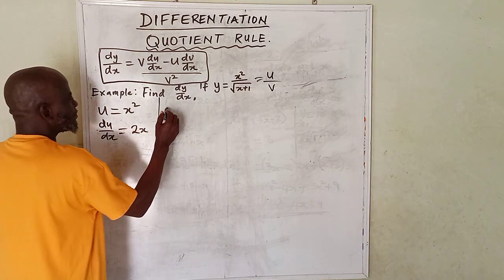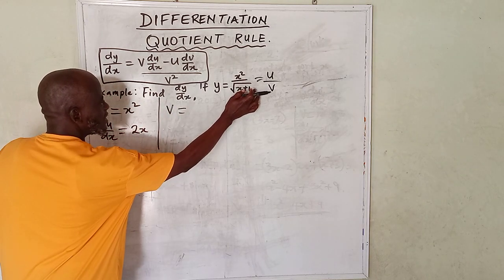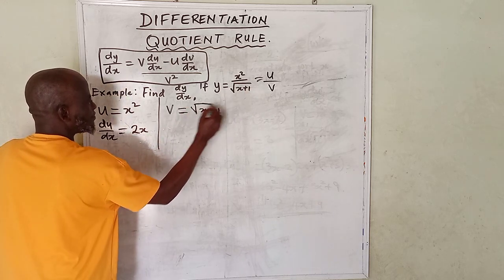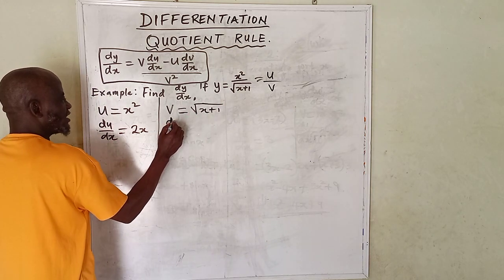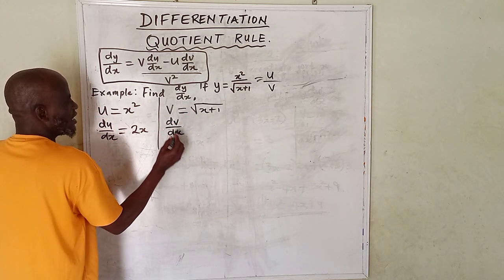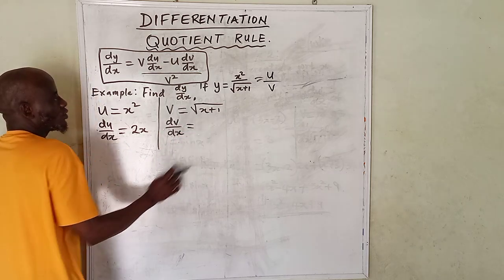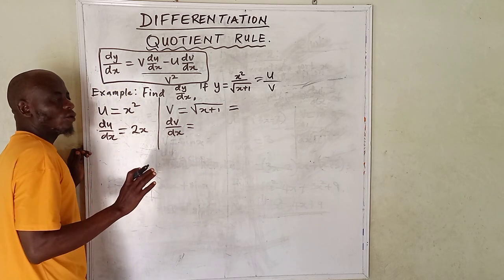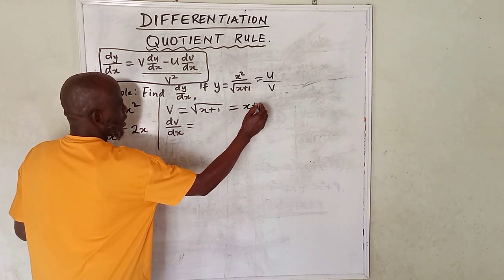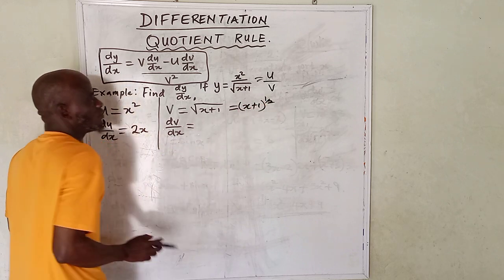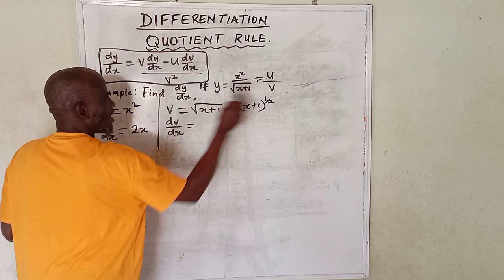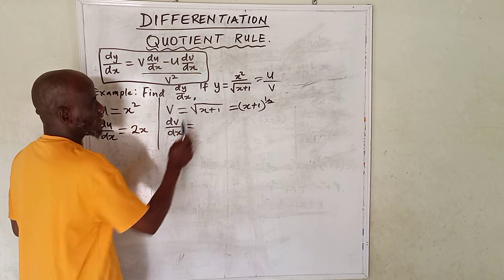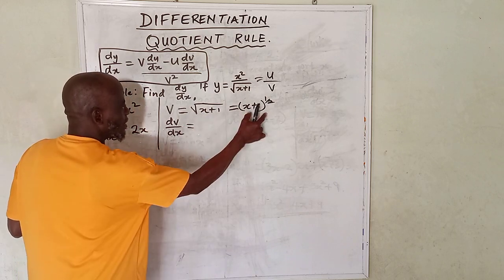You come to the v. You say let v be the denominator function, which is square root of x plus 1. Then you differentiate v with respect to x. dv/dx equals what? You can rewrite it in a simpler way for you to differentiate, like this: x plus 1 raised to power half. Square root sign means half. So this function is still the same as this.